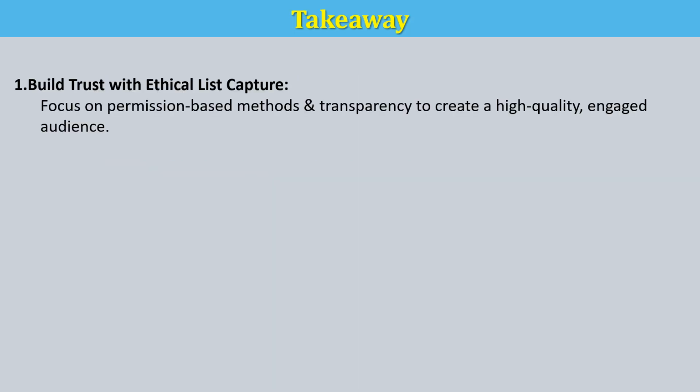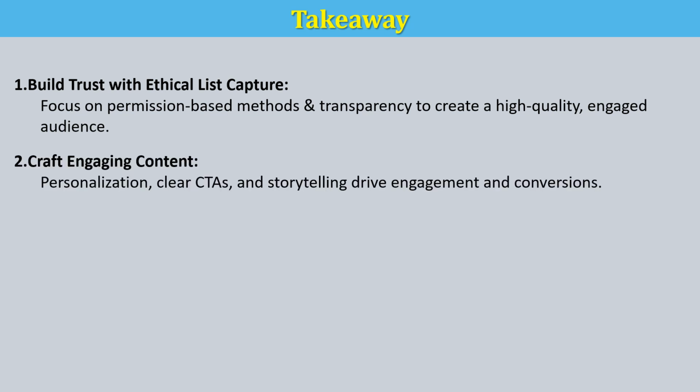Takeaway: build trust with ethical list capture, focusing on permission-based methods and transparency to create a high-quality, engaged audience. A robust email marketing strategy starts with building an authentic list, respecting user privacy, following legal requirements, and providing clear value to build trust and credibility. Craft engaging content: personalization, clear CTAs, and storytelling drive engagement and conversions. Effective email content captures attention, builds connections, and motivates action. Tailor each message to meet your audience's expectations and interests.